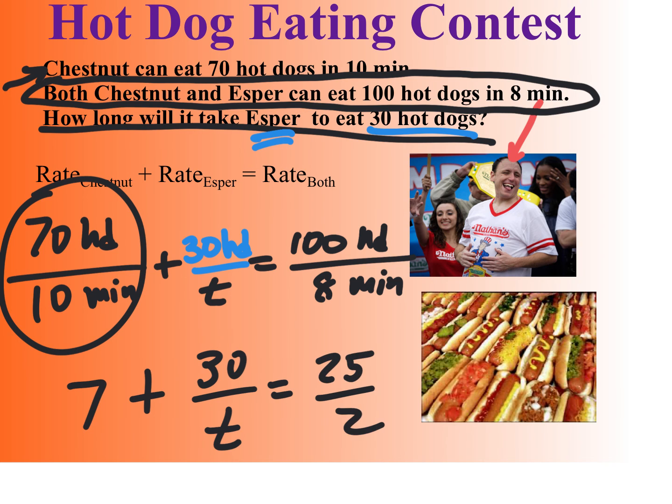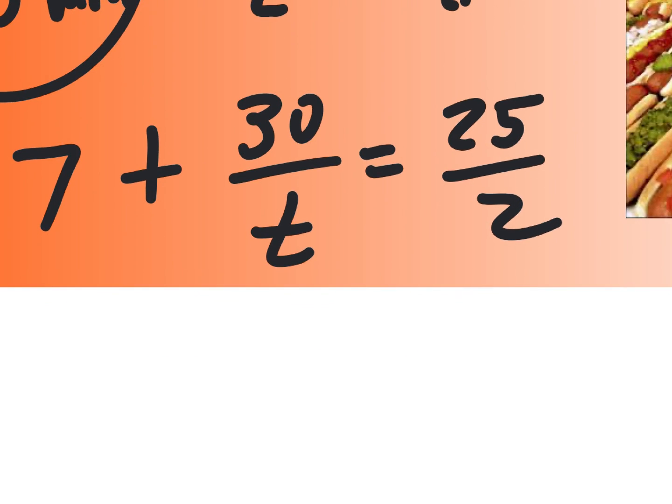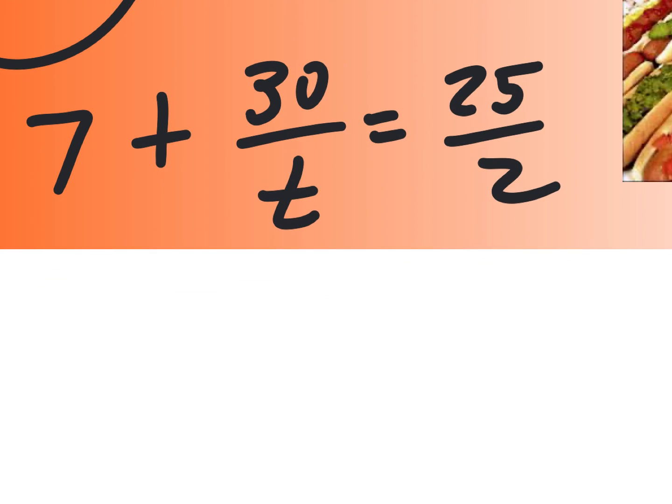25 over 2, good. And look at that. We're back to the problem we started the hour with. It's not the exact same problem, but you just have to multiply everything by 2, and then multiply everything by t. And then you'll have to just solve it. Sometimes they come out to quadratics, this one doesn't. And when you're done, you know how long it takes this dude to eat 30 hot dogs.